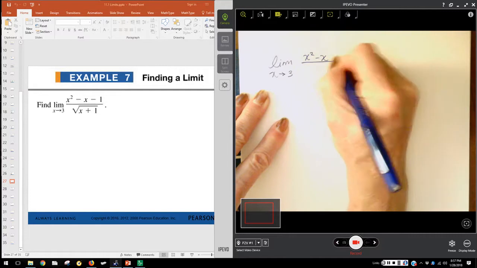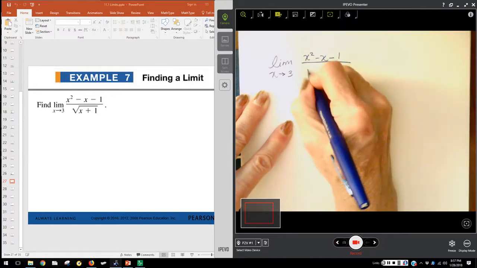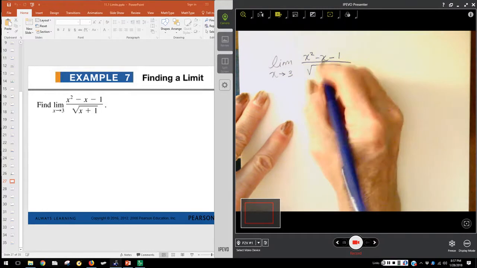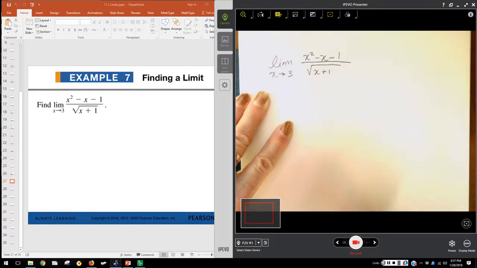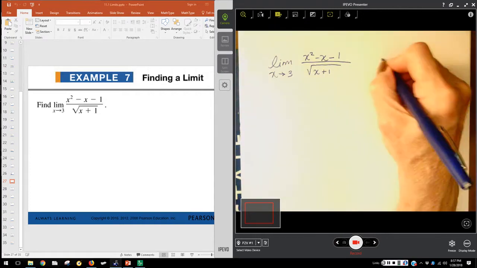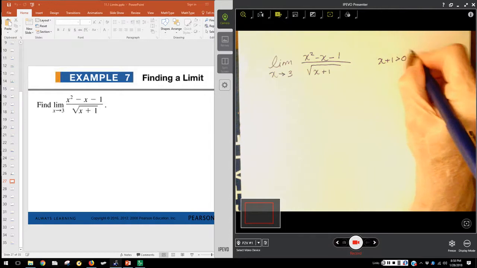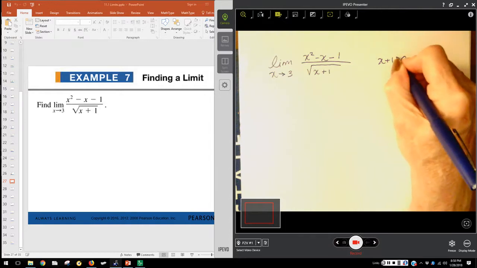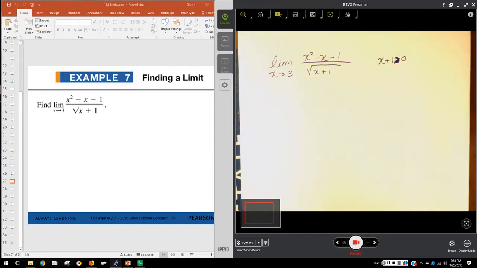because there is a potential that we could divide by 0 depending upon what x is. And in addition to it being rational, we have a radical in the denominator, so we also have to be very careful that the quantity x plus 1 is greater than 0. It actually can't even be equal to 0. It has to be greater than 0, because if it were equal to 0, we would have an expression that's undefined.